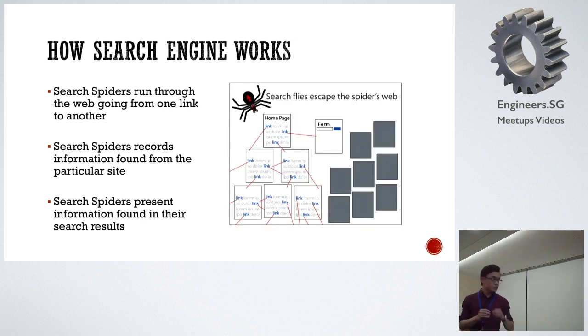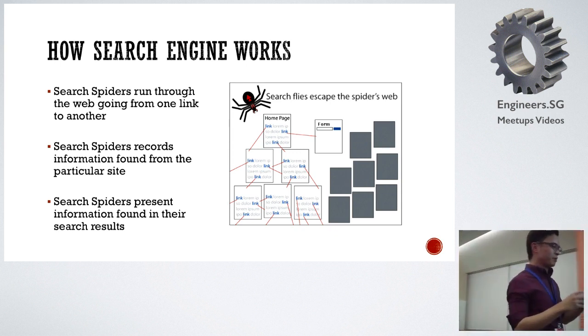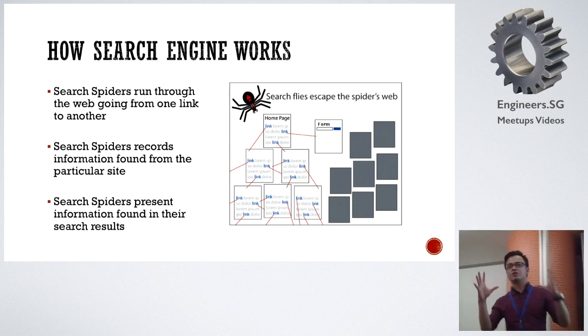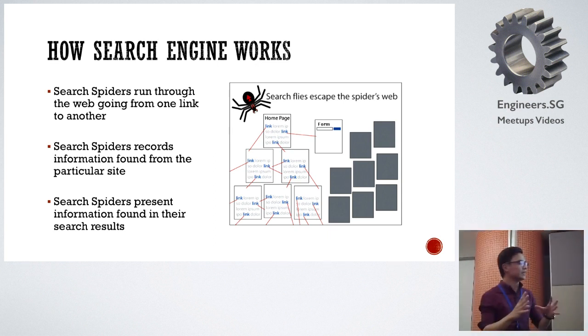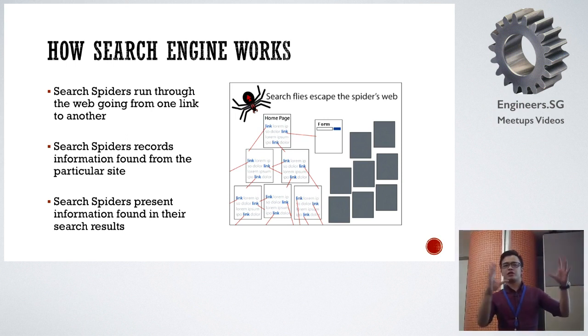So generally, how do search engines work? So we have this idea of a search spider. You think of yourself as a little spider crawling around in your little web. So people always say the World Wide Web, right? So how the whole thing works is basically one website is actually linked to another website through links.